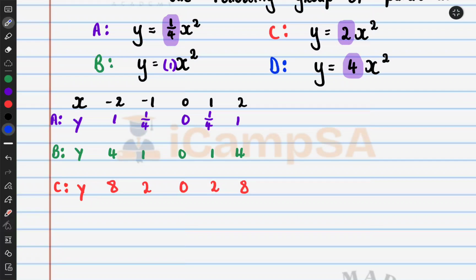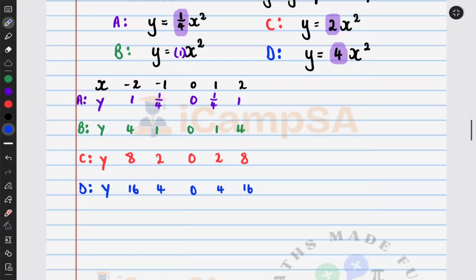And then for function number d, for -2, we're gonna have 16. The corresponding y values for -2 is 16, and then for -1 it's gonna be 4, 0 for 0, and 16 for 2. Okay, now we have the values.